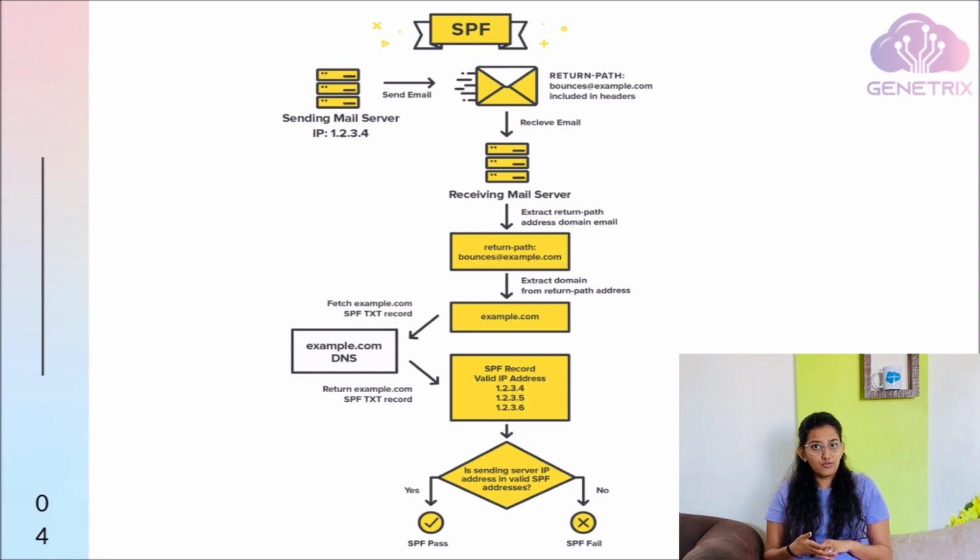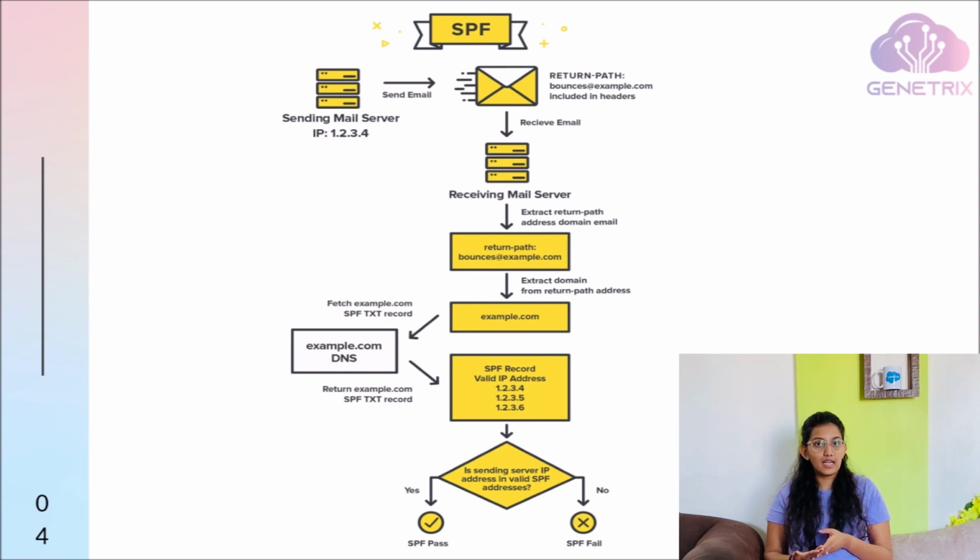The receiving server found the SPF record for example.com. Now it checks if any of the IP addresses listed as valid senders for the domain match the address that was used to send the email. In this particular example, it's a match.